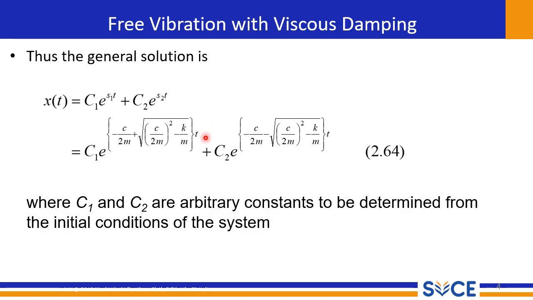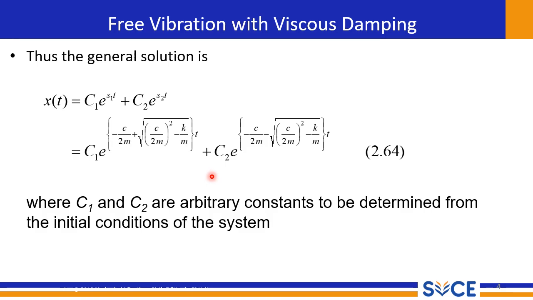Remember that s1, s2 are given by the expression. So we substitute this in terms of s1, this in terms of s2 in the exponential terms. This gives us the complete form of the general solution. The constants C1, C2 are arbitrary at this point. They are determined by the initial conditions of the system. Typically, these initial conditions are the displacement and velocity of the mass at time equal to 0.